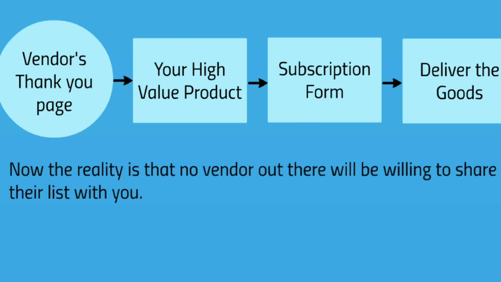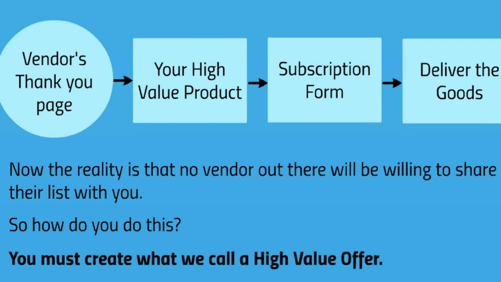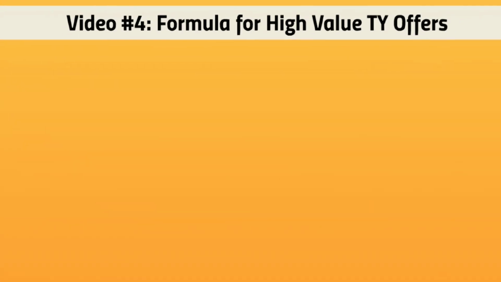Now, the reality is that no vendor out there will be willing to share their list with you. By all means, I will say that up front, no vendor out there is going to share their list with you. So how do you overcome this? How do you go about this? Well, you must create what we call a high value offer. So in this case, this is this right here. So that's basically how that formula works.